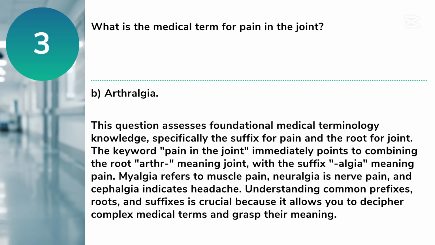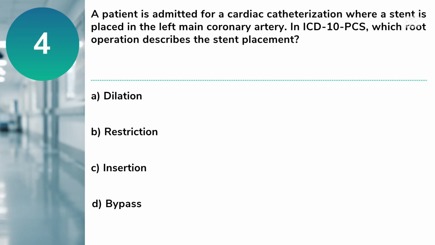The keyword pain in the joint immediately points to combining the root arthro-, meaning joint, with the suffix -algia, meaning pain. Myalgia refers to muscle pain, neuralgia is nerve pain, and cephalgia indicates headache. Understanding common prefixes, roots, and suffixes is crucial because it allows you to decipher complex medical terms and grasp their meaning.